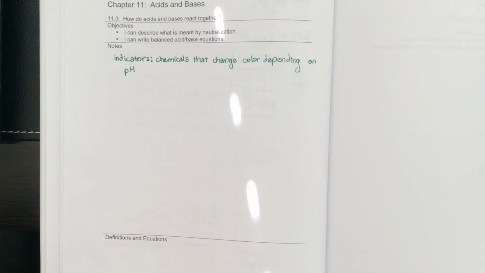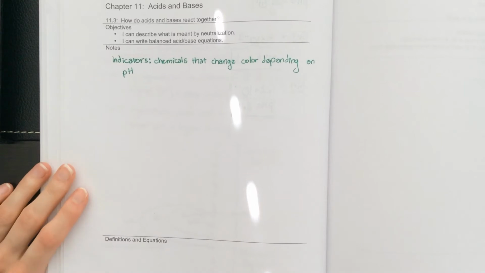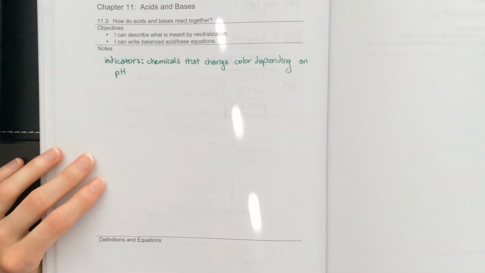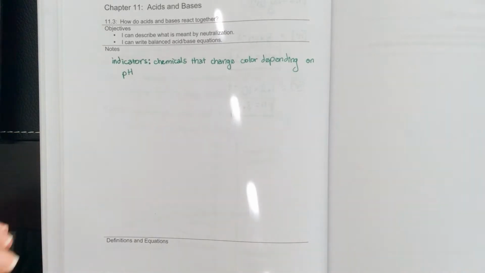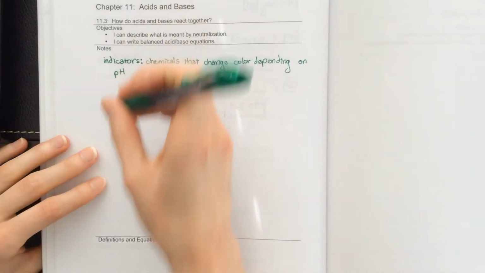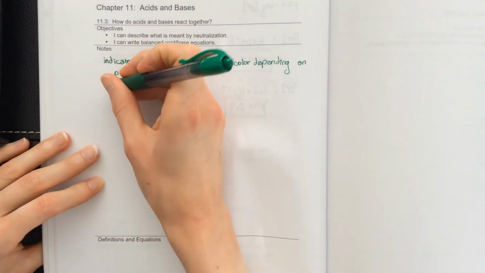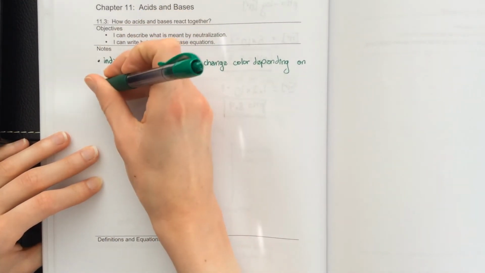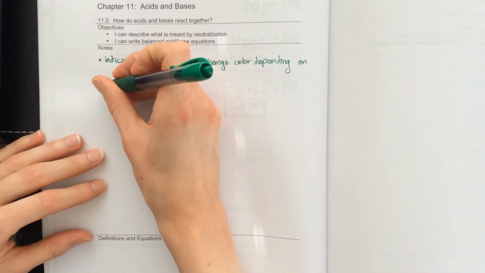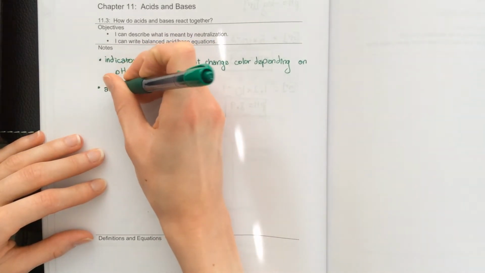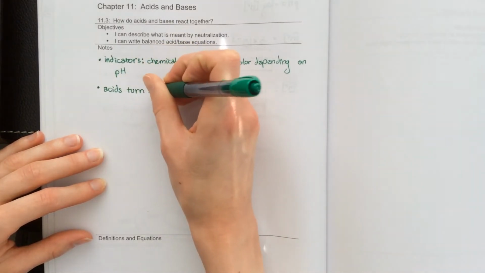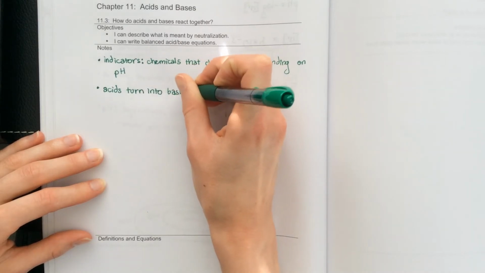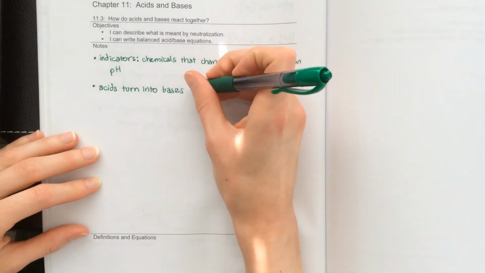So we're going to talk about acid-base pairs. Whenever you have an acid and a base and they react with each other, because that happens a lot, the acid actually turns into a base. So we're going to write down: acids turn into bases, and the base that they turn into is called the conjugate base.